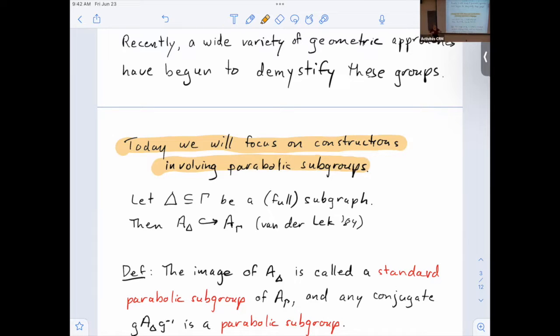I'm afraid I can't tell you about all of them. So I decided to focus on a collection of objects that are built out of parabolic subgroups and use the nature of parabolic subgroups to help us understand. So I'm going to focus on a class of spaces that have been used. So let's talk about what parabolic subgroups are.